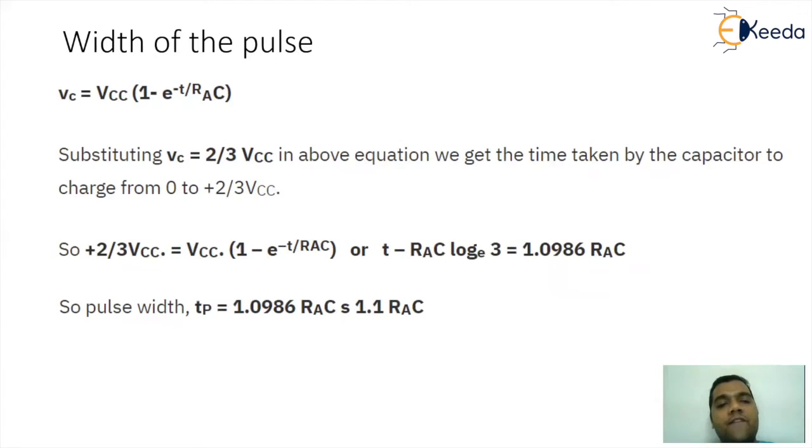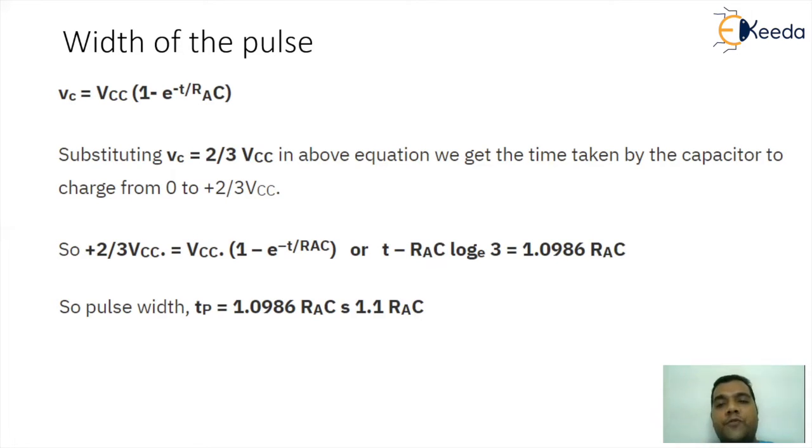Here, if I want to determine the width of the pulse, we take the charging equation of the capacitor as Vc = VCC(1 - e^(-t/(Ra·C))), because the resistance is Ra here and the capacitor that is going to charge is C. So the first term Vc is equal to VCC bracket 1 minus e raised to, everything is an exponential term, minus t by Ra into C.